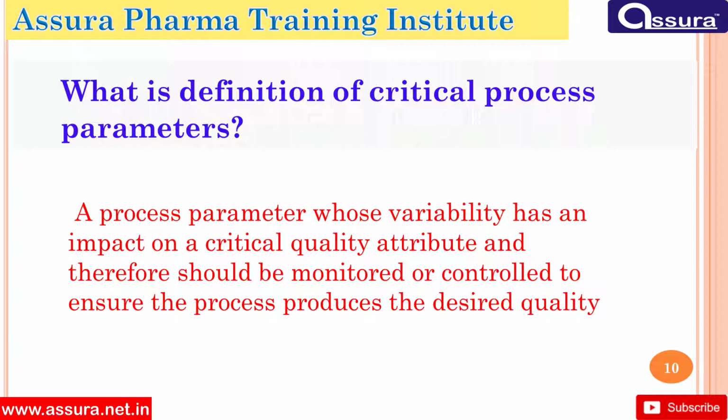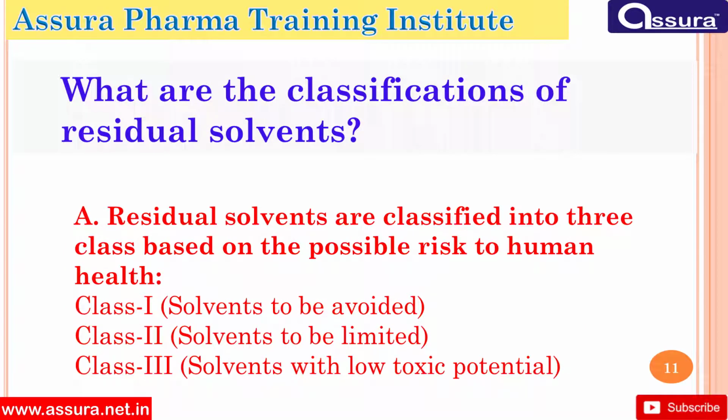Next, what is the classification of residual solvents? Residual solvents are classified into three classes based on their possible risk to human health. Class 1 solvents are to be avoided, Class 2 solvents are to be limited, and Class 3 solvents have low toxic potential.